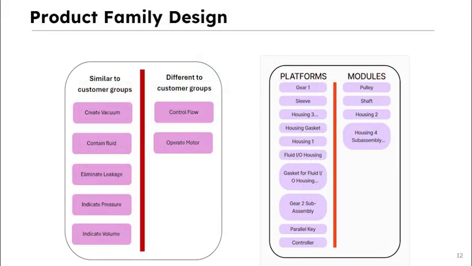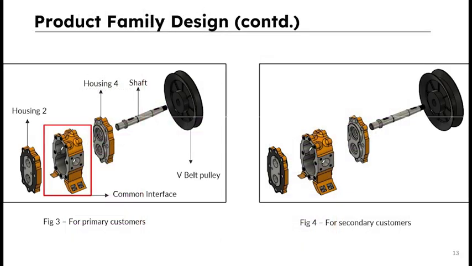Based on the product family diagrams, we are required to cater to different customer groups. In this regard, the main functions that we would need to modify are controlling the flow and operating the motor. And these functions directly correspond to the modules as follows: pulley, shaft, housing 2, as well as the housing for the subassembly.